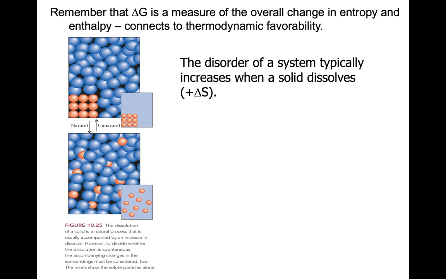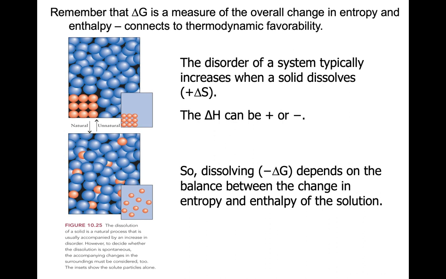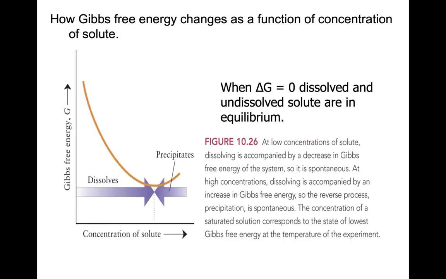Right? So in general, if we're looking at this picture of not dissolved to dissolved, the disorder of our system is typically going to increase when a solid dissolves, right? We get an increase in disorder and entropy when something dissolves. The enthalpy change can be either positive or negative, and that depends on the salt or the compound that is dissolving. So when we're dissolving, our change in free energy really depends on the balance between the change in entropy and enthalpy of the solution and the temperature at which that happens. So that's what's going on with our energy.